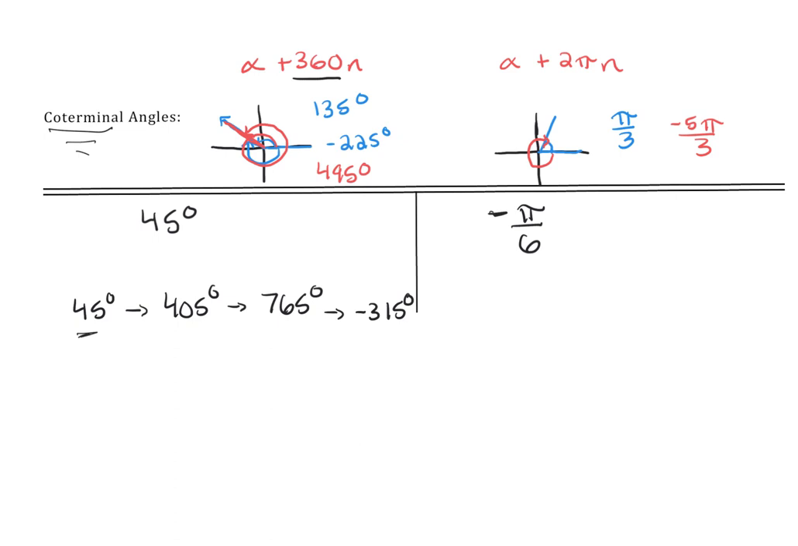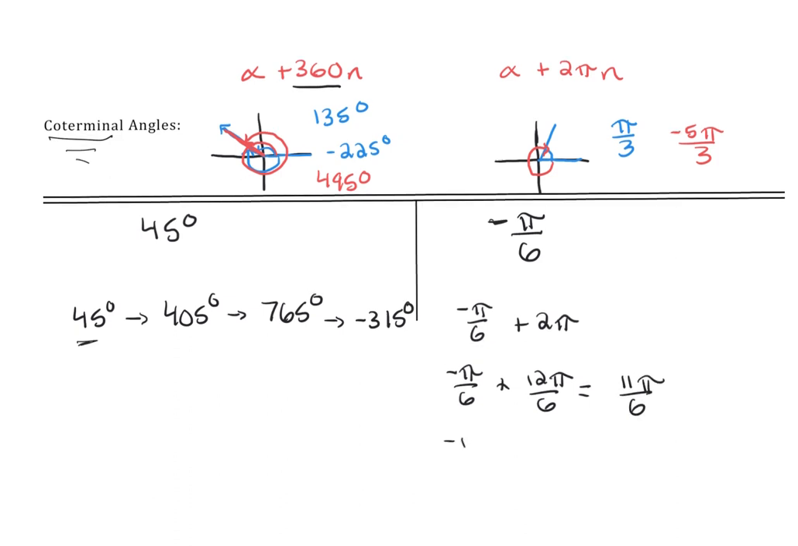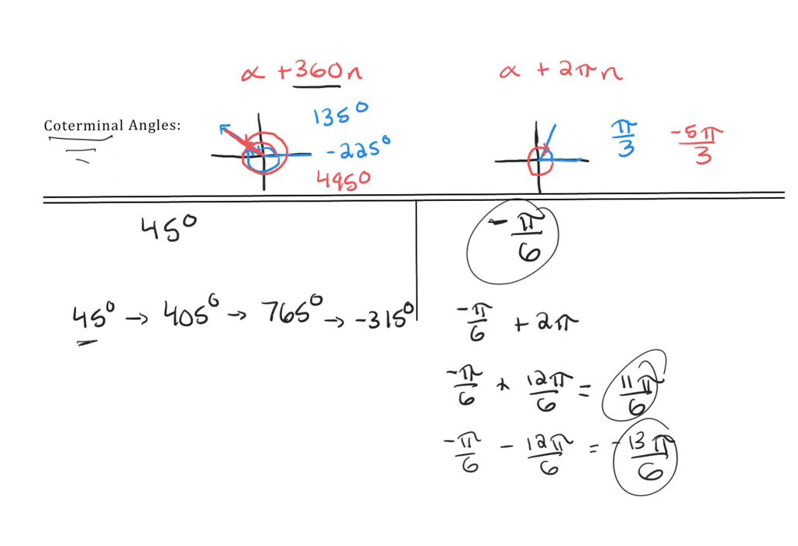Okay, so then when you have the radians, you can add 2 pi multiple times. You can subtract 2 pi. So negative pi over 6, if you're going to add 2 pi, just get a common denominator. So negative pi over 6 plus 12 pi over 6, so that is 11 pi over 6. You can also take that negative pi over 6 and subtract the 2 pi, or 12 pi over 6. So you'd be at negative 13 pi over 6. So these three would all be coterminal.